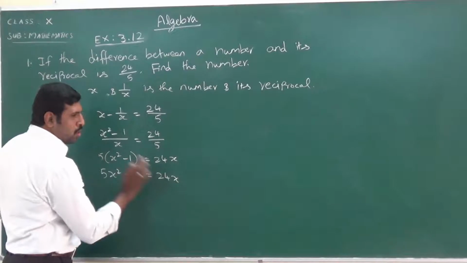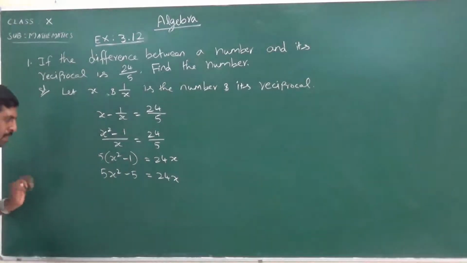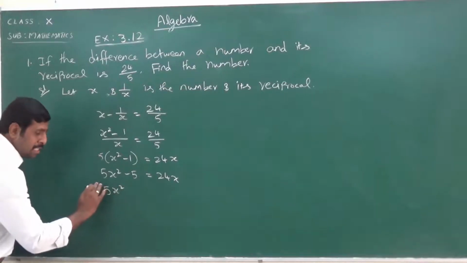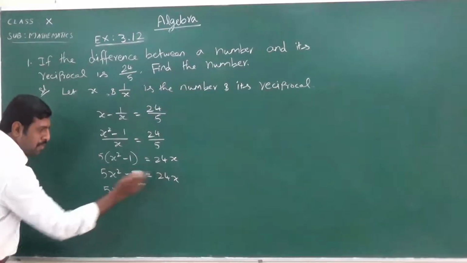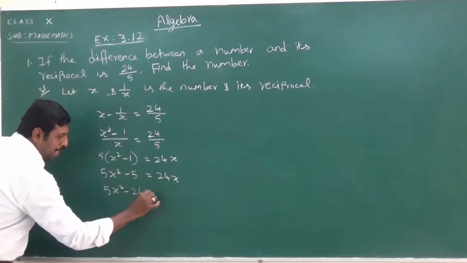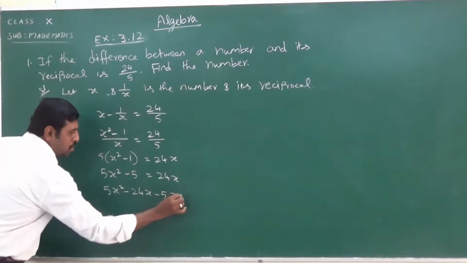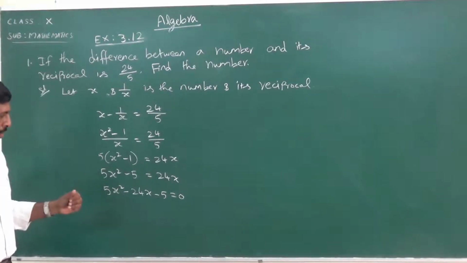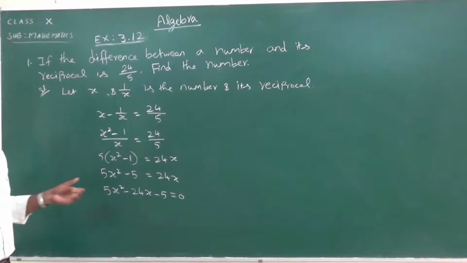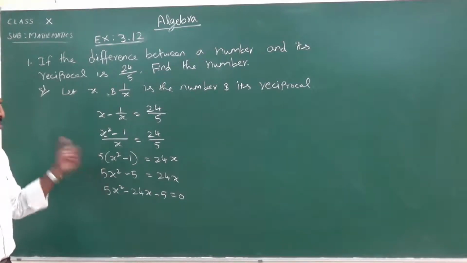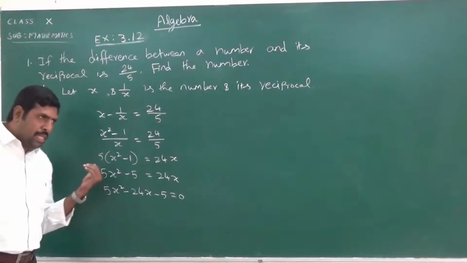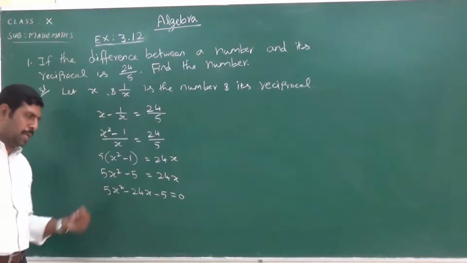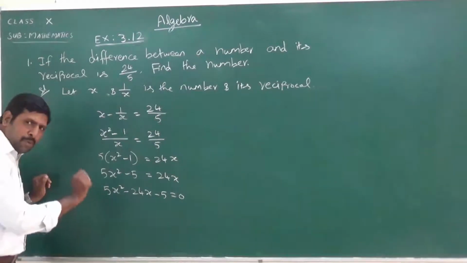Now I take this 24x to the LHS, that is 5x square, and arrange in the standard form. Then x square, then minus 24x, and then minus 5 is equal to 0. Now we get the standard form of a quadratic equation. By using this quadratic equation, we can find the value of x, right? We can use any one of the methods: the formula method, the simple factorization method, or the completing the square method. Now I am going to use the simple factorization method.